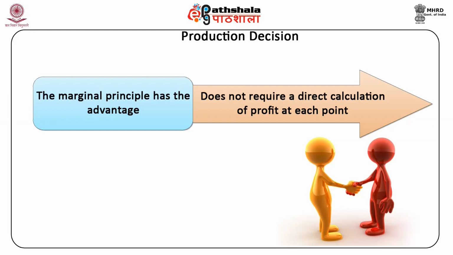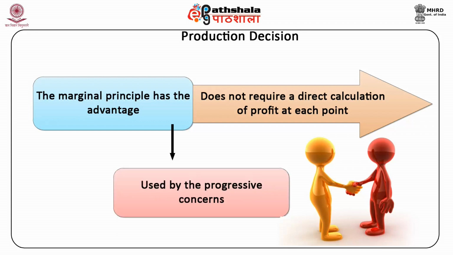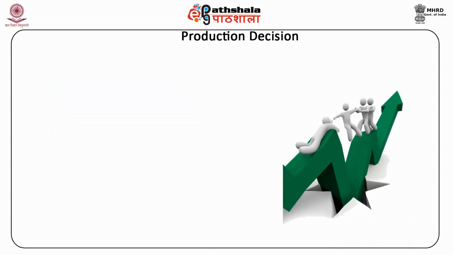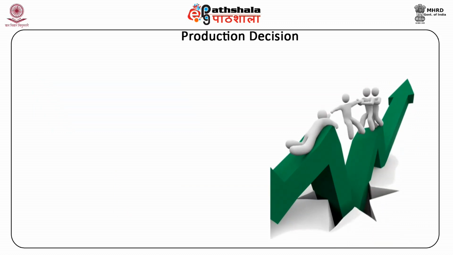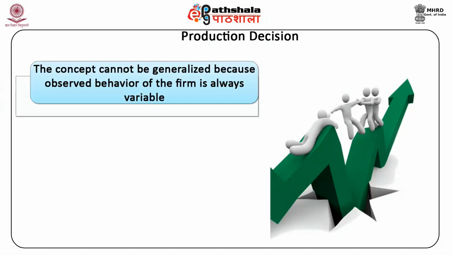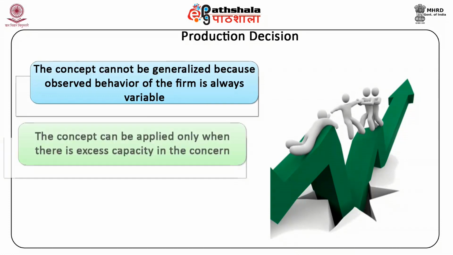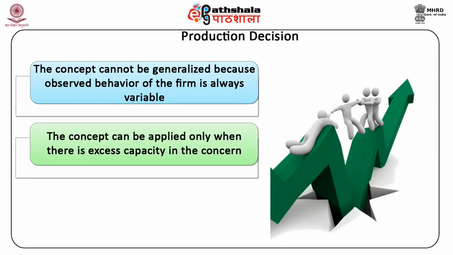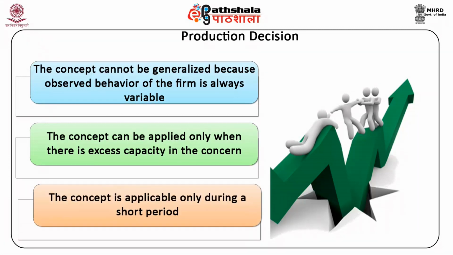The concept is mainly used by the progressive concerns. Even though it is a widely followed concept, it has certain limitations. A. The concept cannot be generalized because observed behavior of the firm is always variable. B. The concept can be applied only when there is excess capacity in the concern. C. The concept is applicable only during a short period.